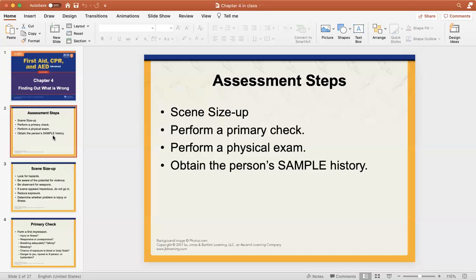Obviously, we know we need to size up the scene. Remember, that's what we were talking about in our last lecture. Then we're going to need to perform a primary check, then perform a physical exam, and then obtain a person's SAMPLE history. So make sure you know these 4 steps right here, because this is the order you are going to need to perform things in.